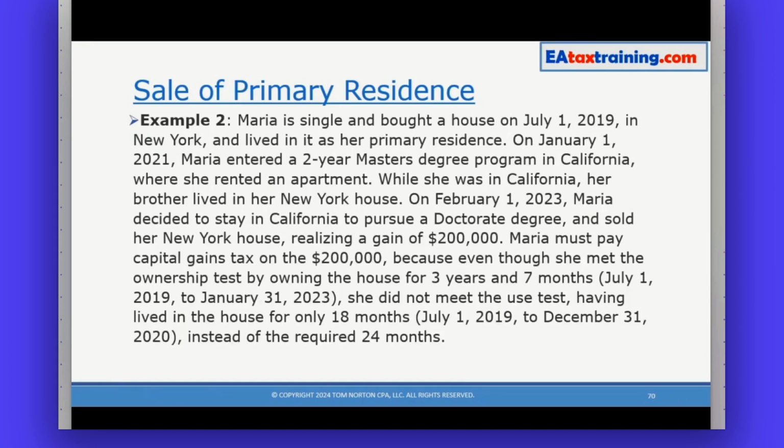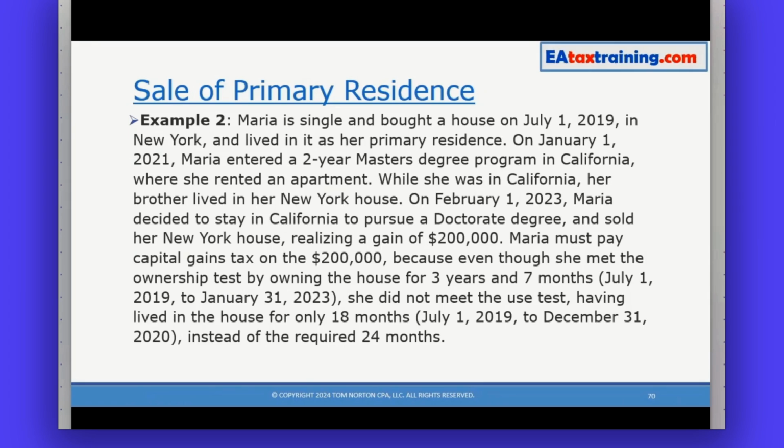Example 2. Maria is single and bought a house on July 1st, 2019 in New York and lived in it as her primary residence. On January 1st, 2021, she entered into a 2-year master's degree program in California where she rented an apartment. While she was in California, her brother lived in her New York house. On February 1st, 2023, Maria decided to stay in California to pursue a doctorate, and she sold her New York house, realizing a gain of $200,000.